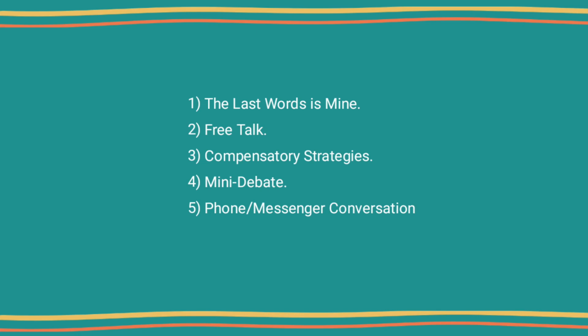Given a photo or image of their interest, the students are tasked to say something about it without obstruction. You may note the students' correctness and miscues along the way. So the third one is compensatory strategies.